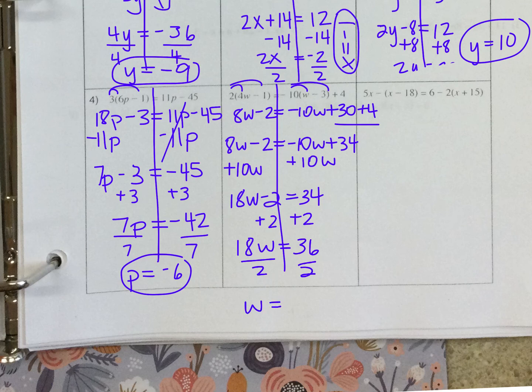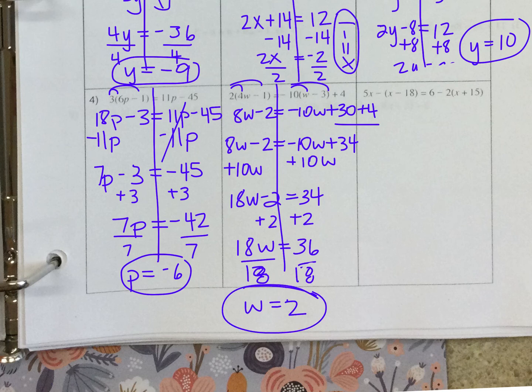W equals, wow, I should divide by 18. I was thinking about the answer in my head. W equals 2. Whew, Miss Hall is having a rough time. 36 divided by 18, W equals 2.